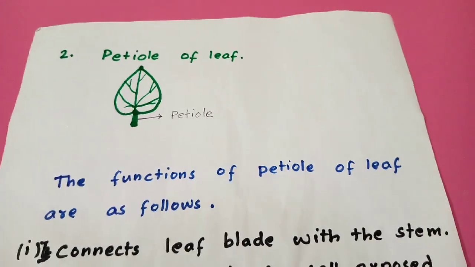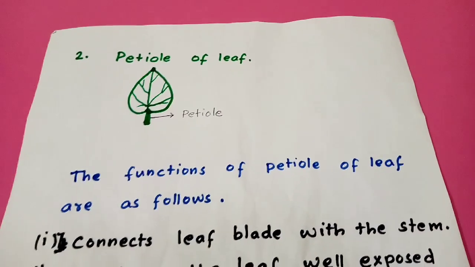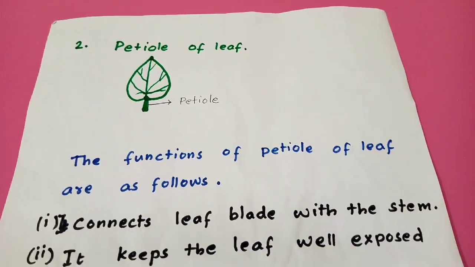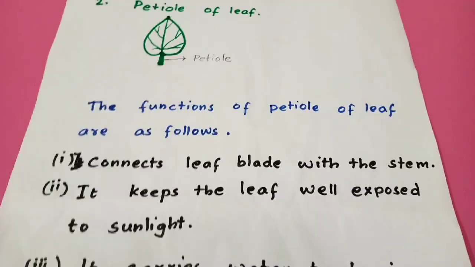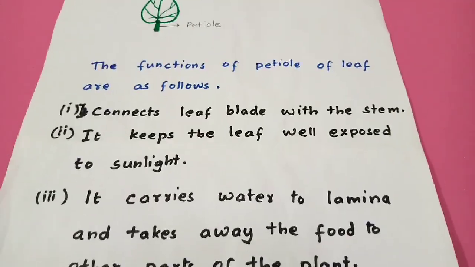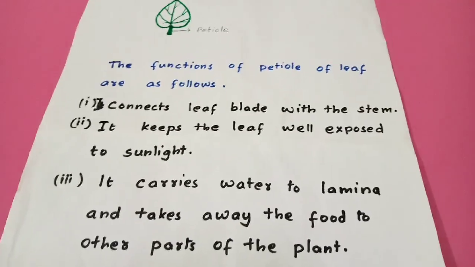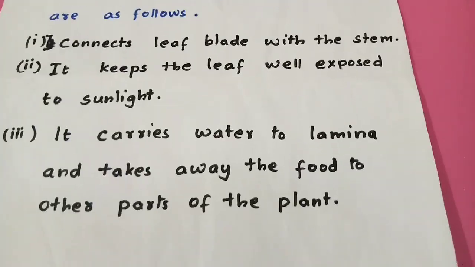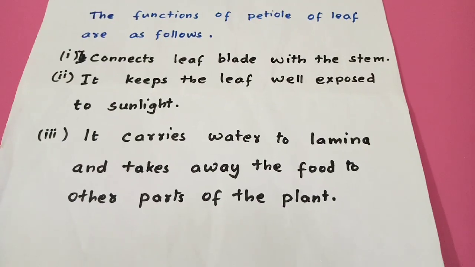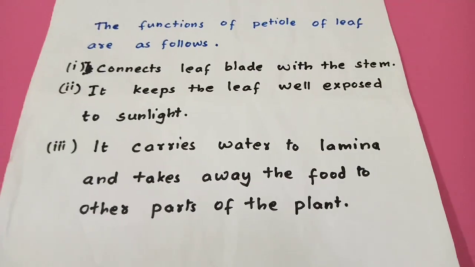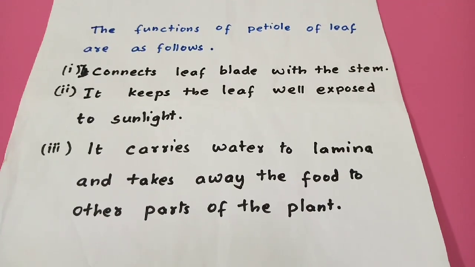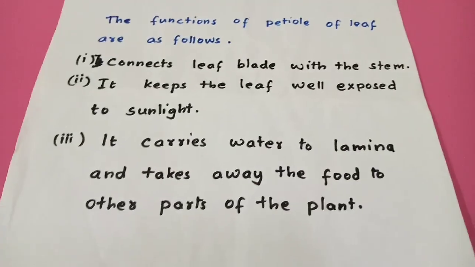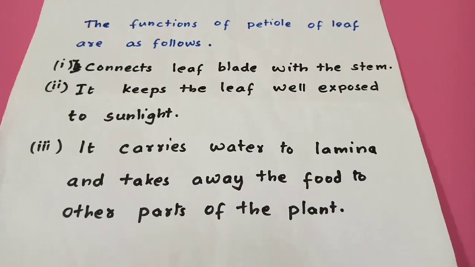The second question is petiole of leaf. The functions of petiole of leaf are as follows. First, it connects leaf blade with the stem. Second, it keeps the leaf well exposed to sunlight. Third, it carries water to lamina and takes away the food to other parts of the plant.